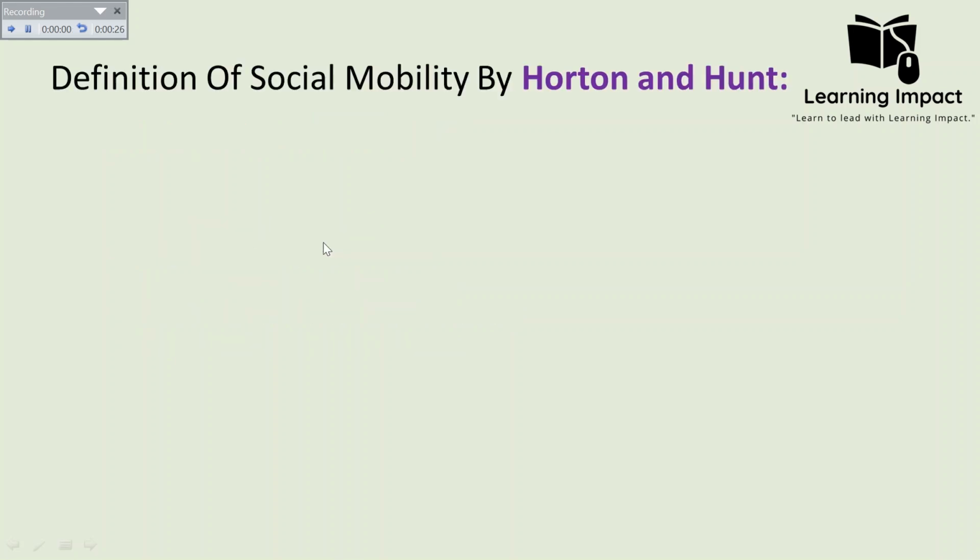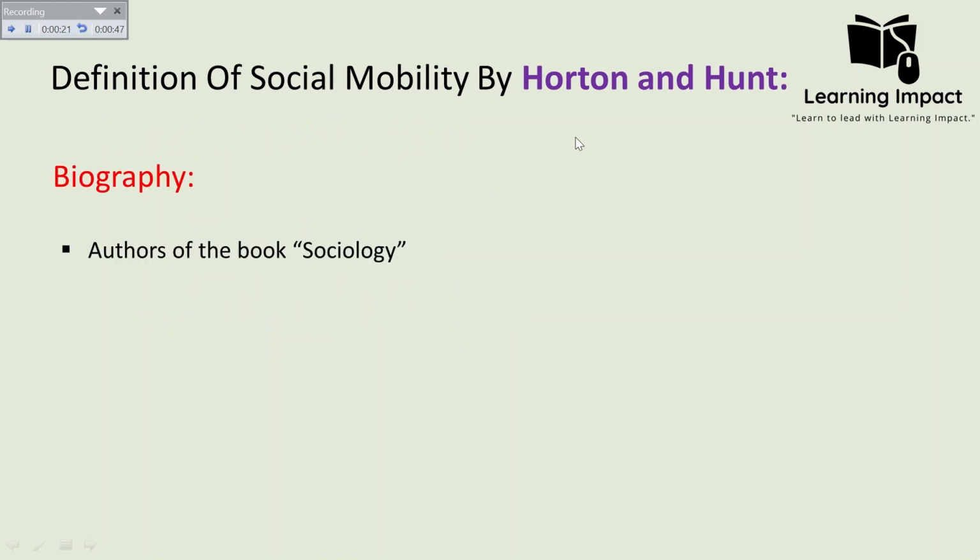So let's start. Okay, first, what is the definition of social mobility? What do we mean by the term social mobility? The definition has been given by different sociologists in different ways. In our lecture, we will discuss the definition given by Horton and Hunt. First, we must know who Horton and Hunt are.